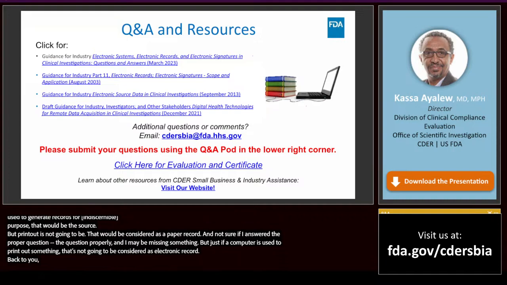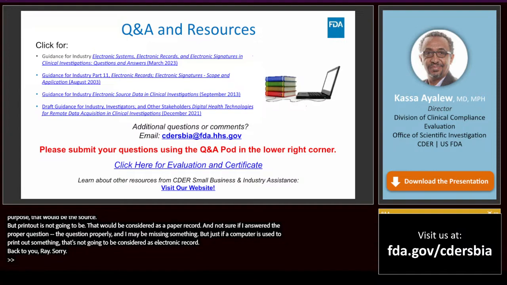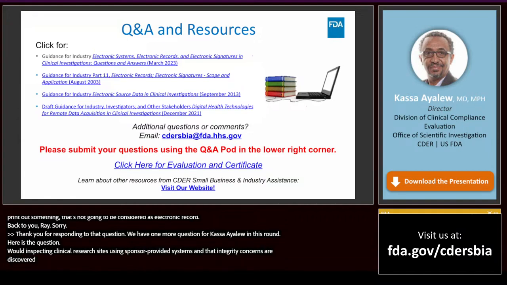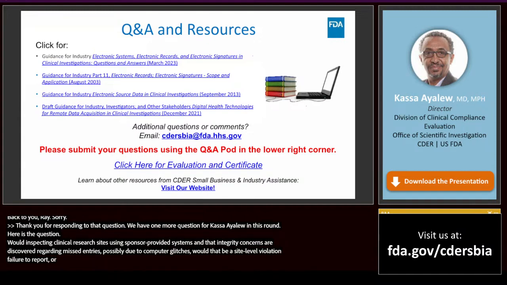We have one more question for Kassa Ayalew in this round, and here is the question. When inspecting clinical research sites using sponsor-provided systems, and data integrity concerns are discovered regarding missed entries, possibly due to computer glitches, would that be a site-level violation, failure to report, or a sponsor-level violation, failure to have adequate systems?